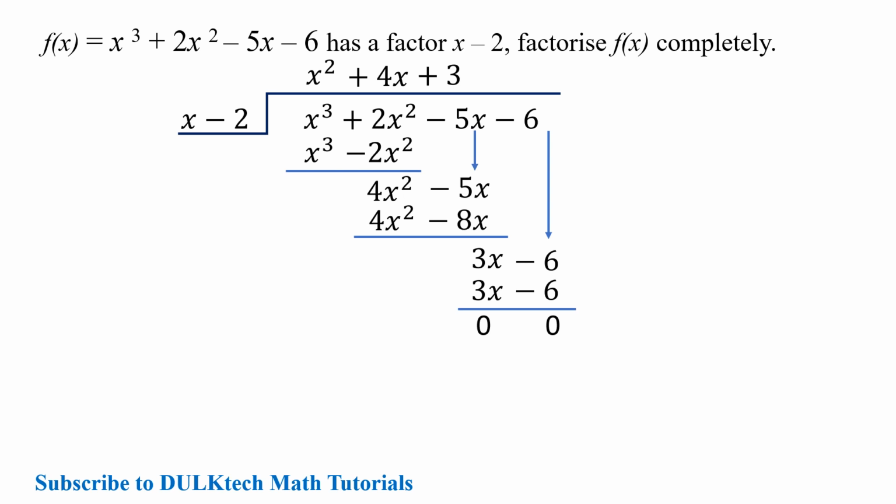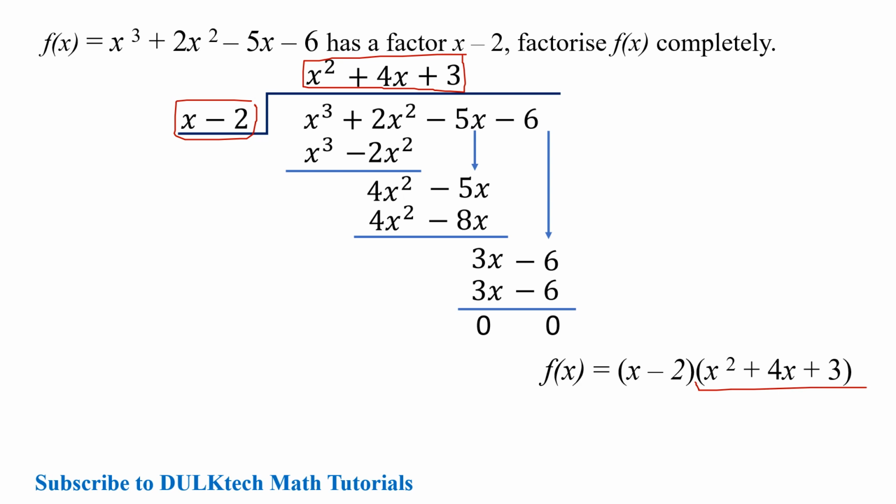As usual, f of x is equal to the divisor, which is x minus 2, times the quotient, which is x squared plus 4x plus 3. So we are going to rewrite it in this form. The next thing is to factorize this one further. We can factorize this quadratic separately.